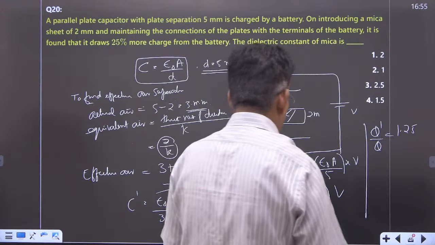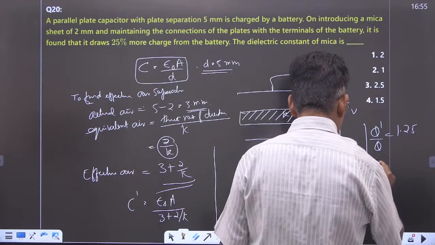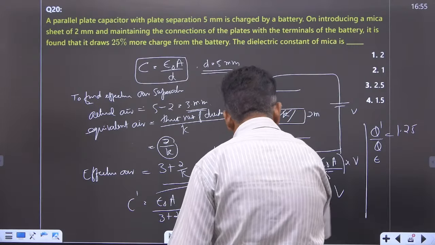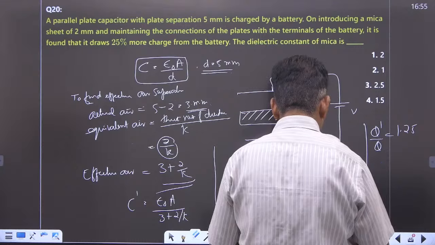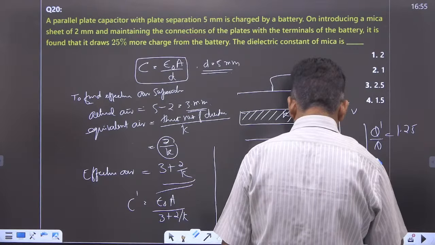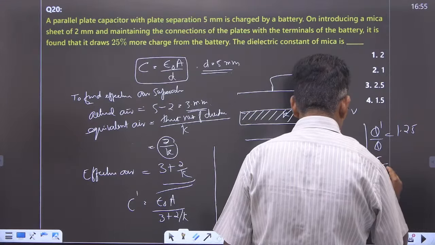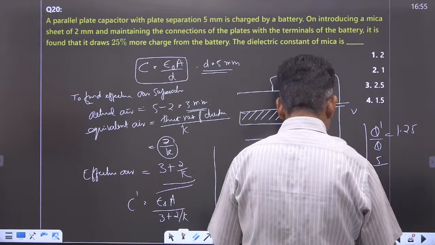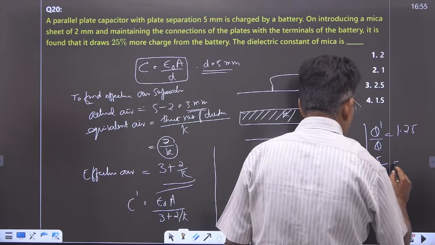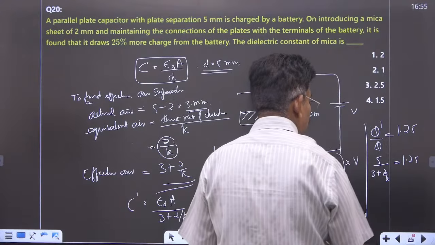Now Q dash by Q. So what will be Q dash by Q? Epsilon 0 and V get cancelled. 5 will go to the numerator. Then in the denominator, 3 plus 2 by K will come. This is equal to 1.25. Then cross multiplication, what will we get?